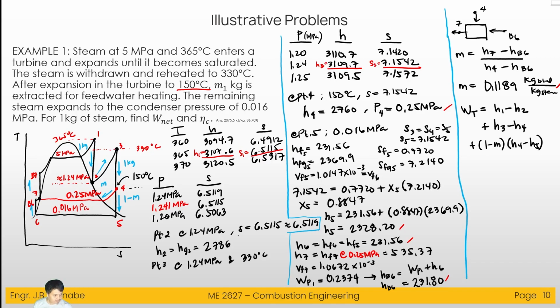Okay. I just want to check the enthalpies if we are still good. 786, 3110, 760. We have 2315 for H5. 2315.